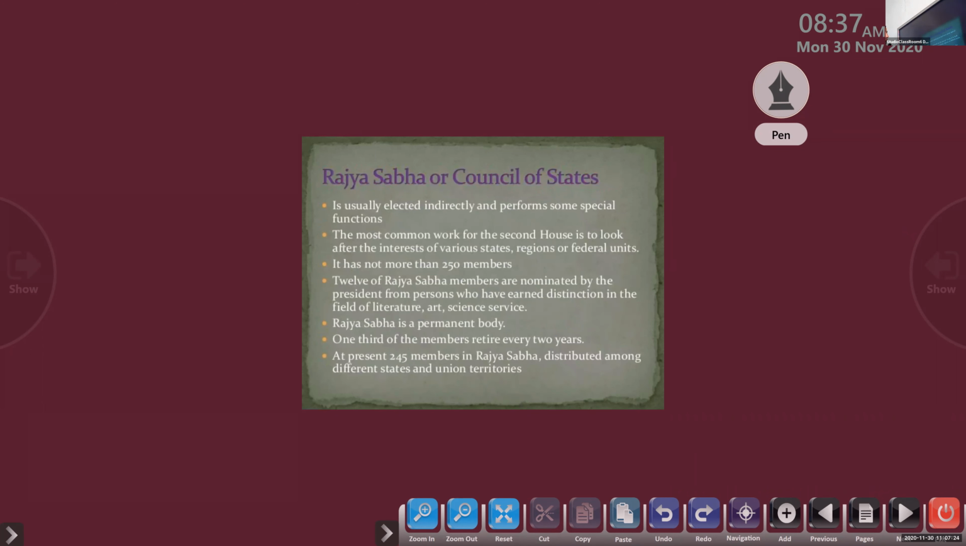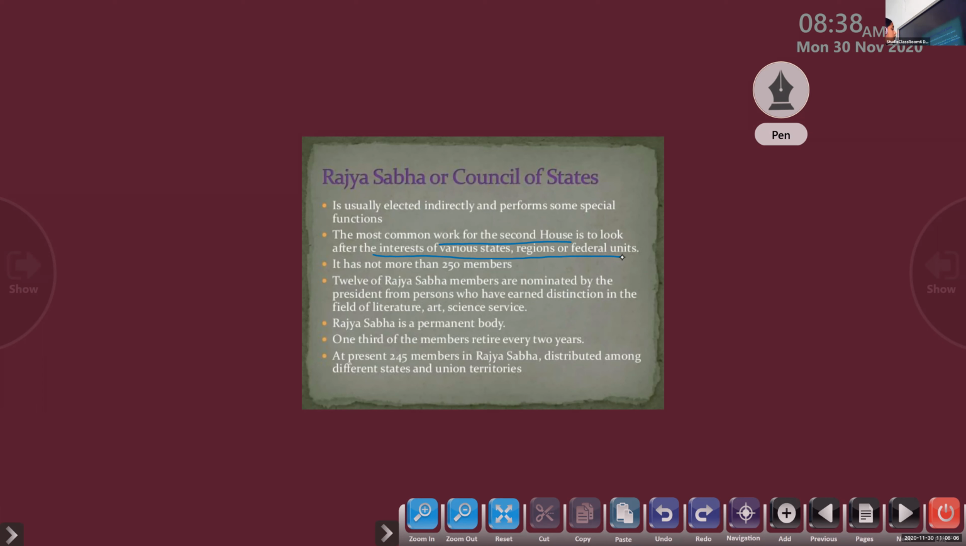Then coming to Rajya Sabha, it is called the Council of States. It is usually elected indirectly and performs some special functions. The members of Rajya Sabha are not directly elected by the people. They are elected by the state legislative assemblies. The most common work of this house is to look after the interest of various states, regions, or federal units.